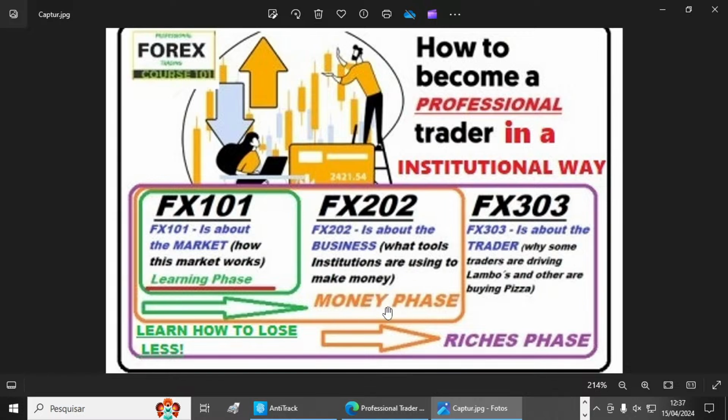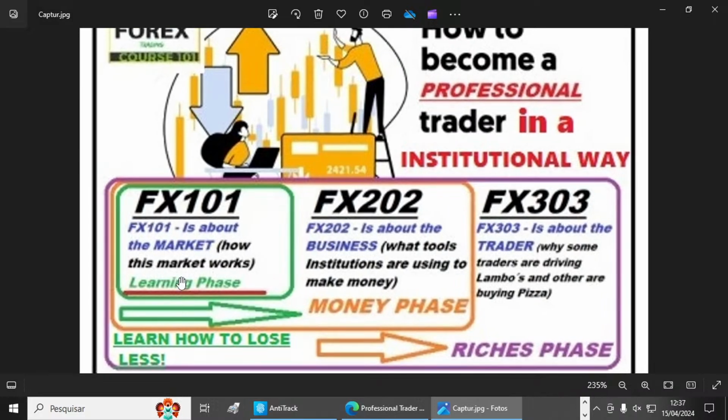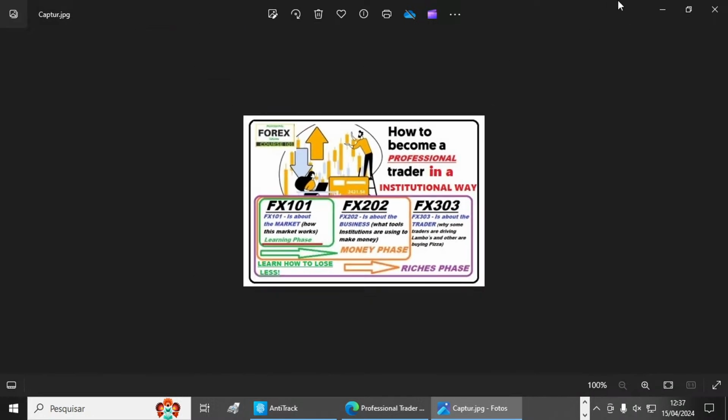Here you're going to learn about the edge, how institutions come to an edge, how hedge funds and investment banks come to an edge and make money consistently, proven, statistically, factual, and also what tools institutions are using to make money. But have patience to learn about the market. All right?